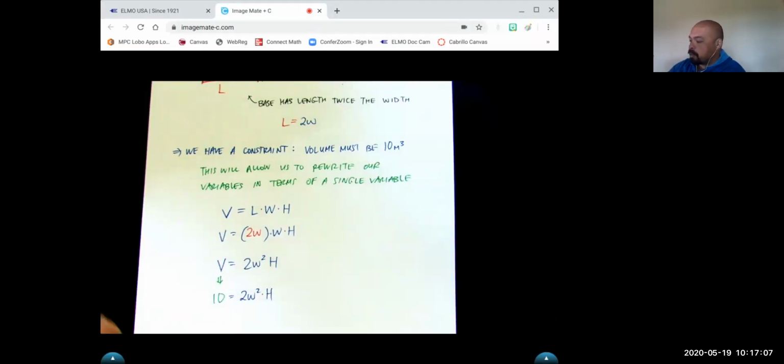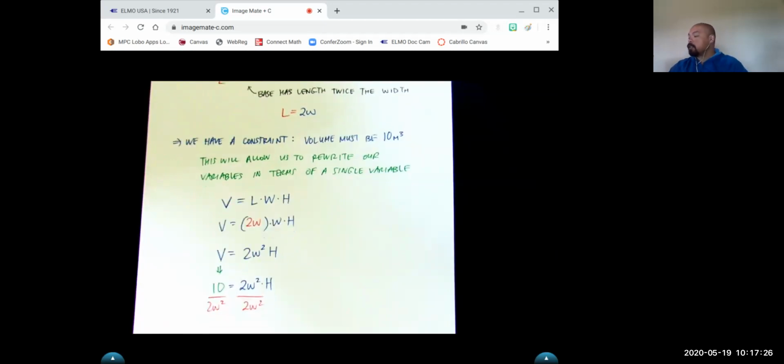And so if we divide both sides by 2W squared, we know the width can't be 0. We're not dividing by 0. A width of 0 would mean there's no base to it. That's the closed interval discussion from yesterday. What's the smallest W can be? What's the biggest W can be? That idea, right? So now, if we divide by 2W squared, H by itself, simplifying here, we get H is 5 over W squared.